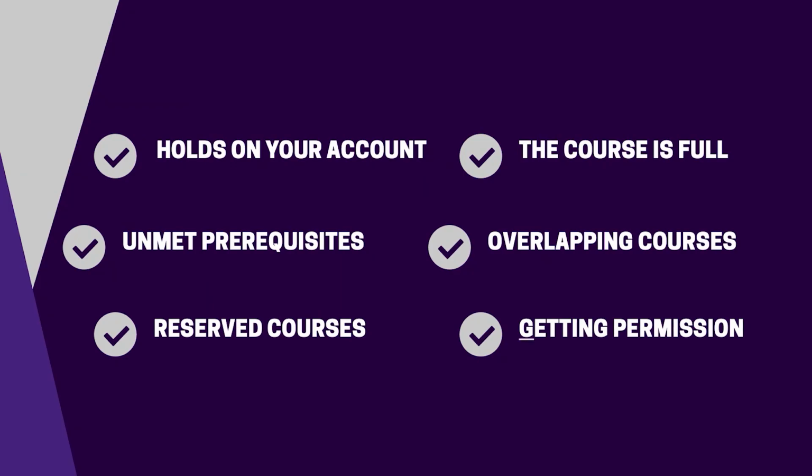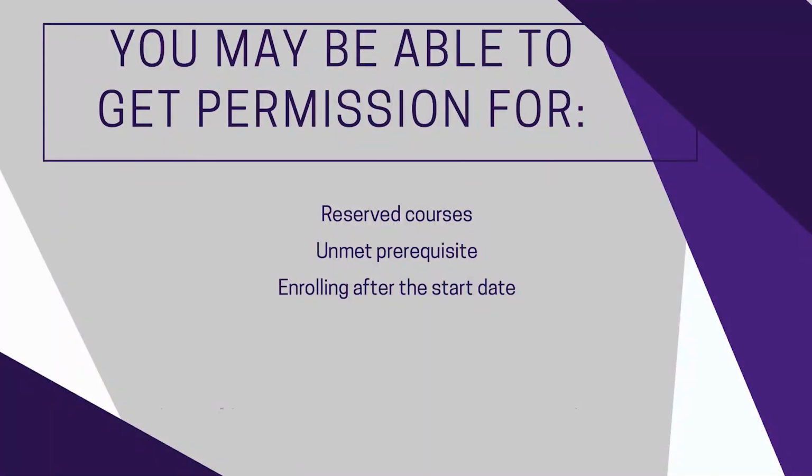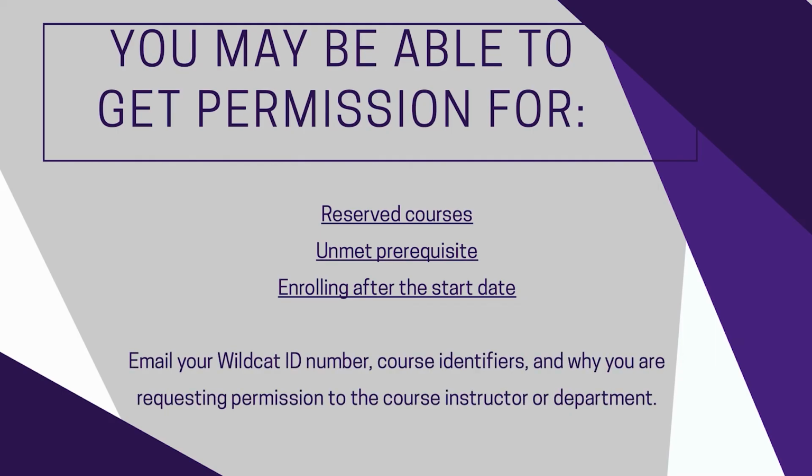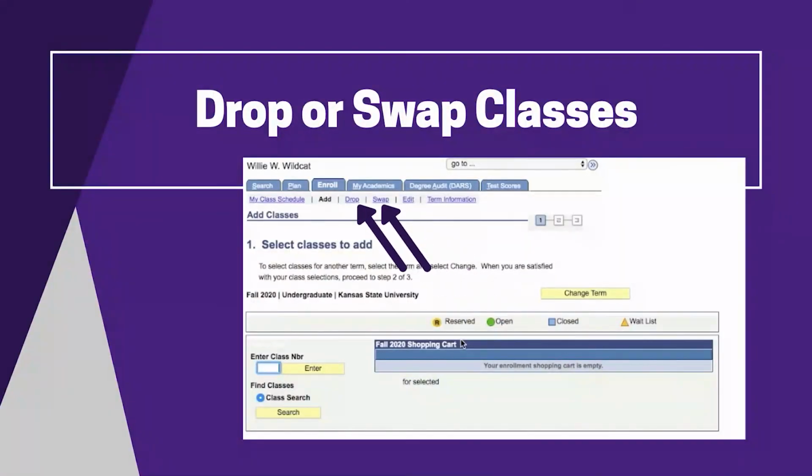In some cases, you can request permission to enroll in a course. Situations when you would request permission to join a class include closed classes, unmet prerequisites, or enrolling after the start date. To request permission, email the course instructor or department. In your email, include your Wildcat ID number, course identifiers, and why you are requesting permission.